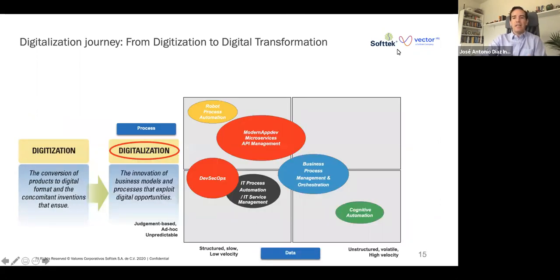Then once we do the digitization, we can talk about digitalization. And the key message here is how to look at the processes. The technology supports processes, or the processes support technology, depending on your viewpoint. But basically, digitalization is looking at the business models that you have and seeing what you can exploit to create digital opportunities. And in this summary, you can see you can look at the processes, and then you can either move them.